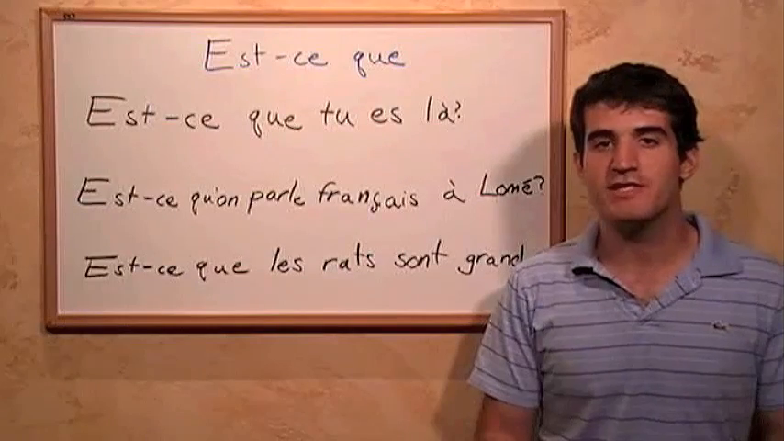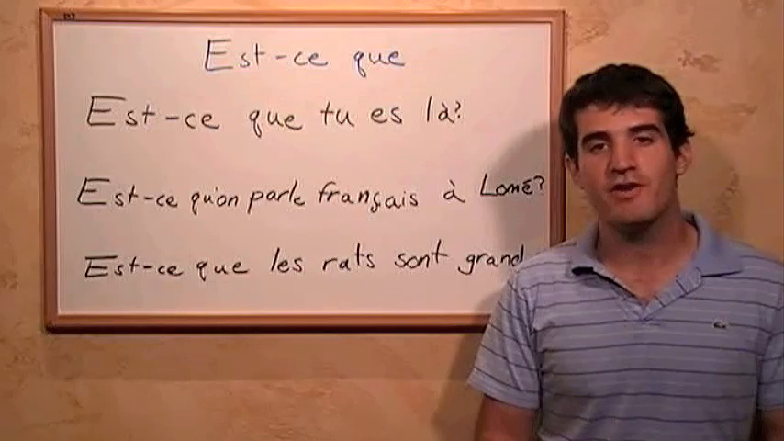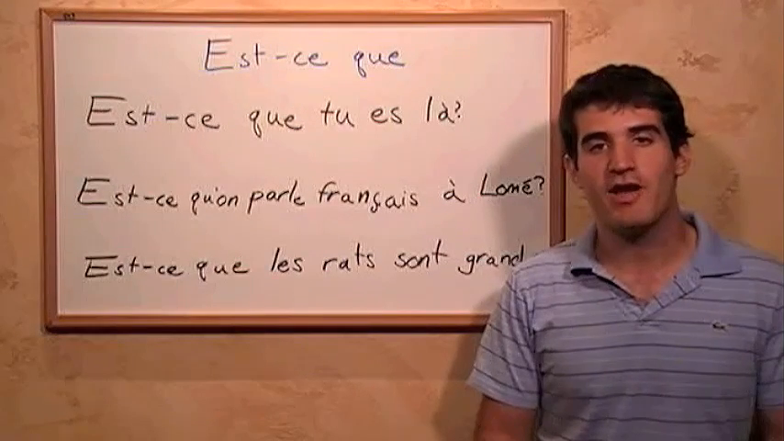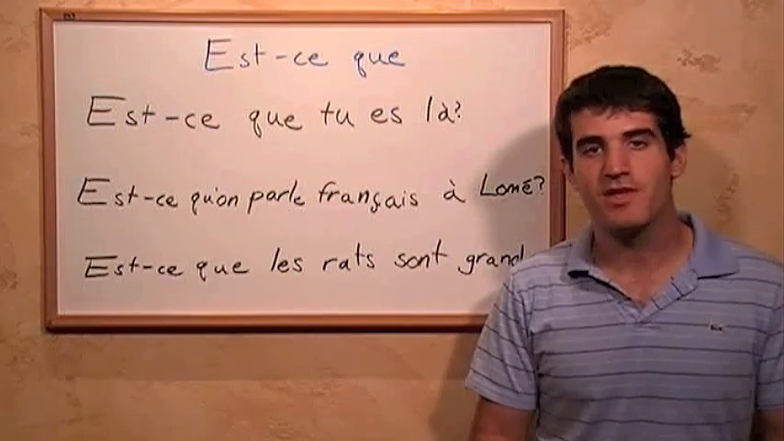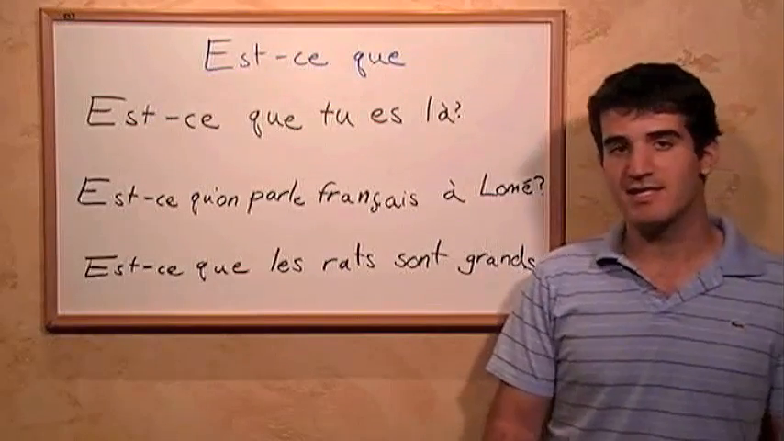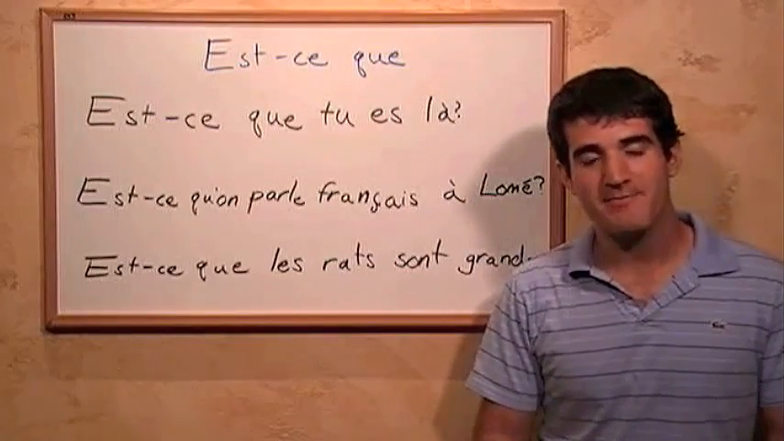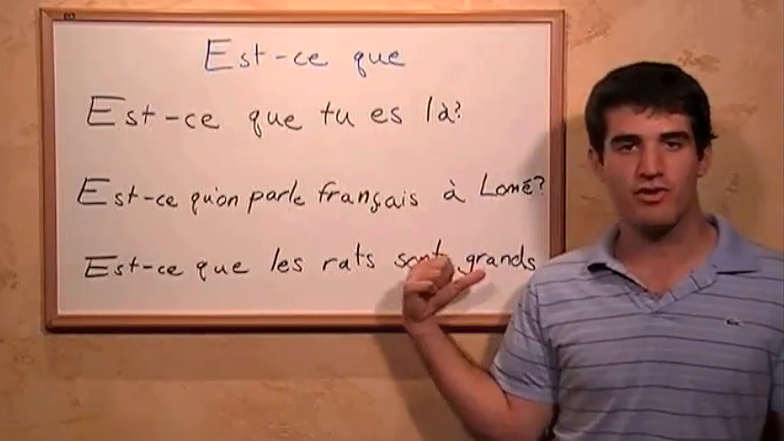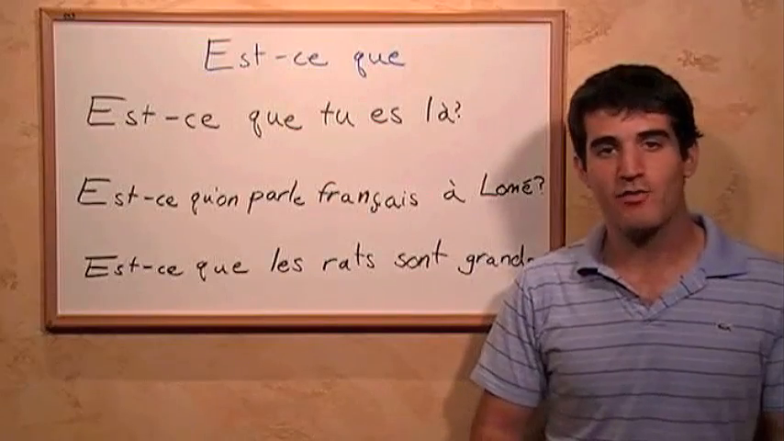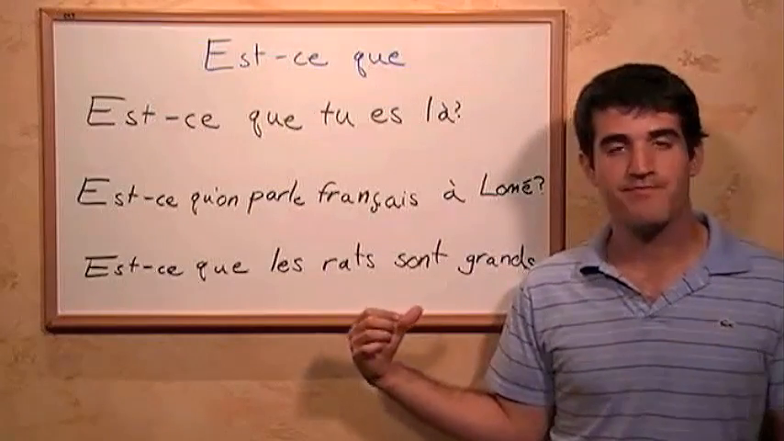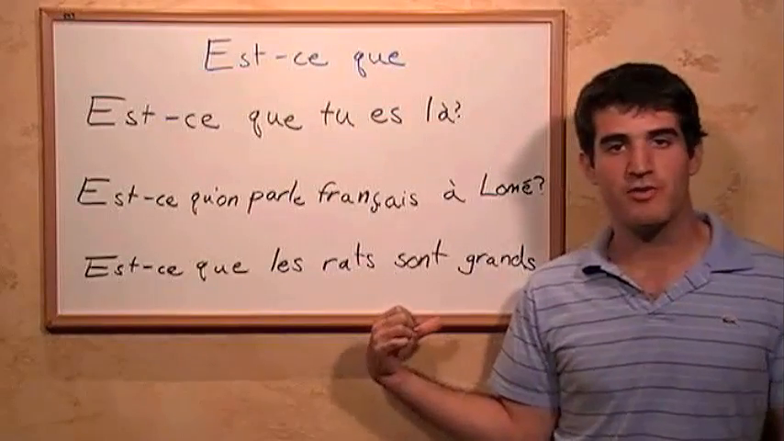Now, one difference between this construction and the inversion constructions is that with inversion, you can only do it with a pronoun. But with est-ce que, we can put whole nouns there. So for example, we can get a sentence like, est-ce que les rats sont grands? Are the rats big? If we already talked about the rats and we want to say, are they big? We can say, est-ce qu'ils sont grands? But we don't need to do that. We can simply say, est-ce que les rats sont grands?